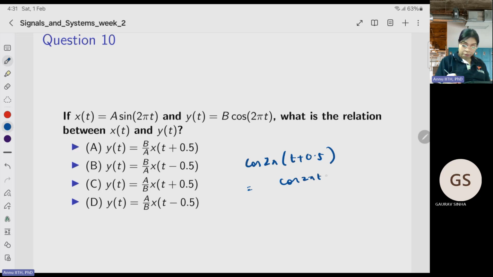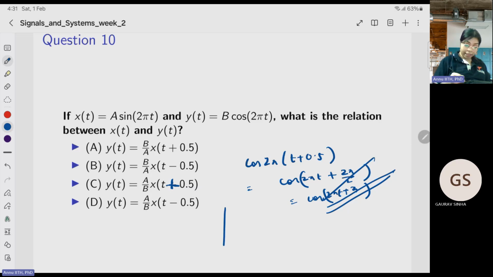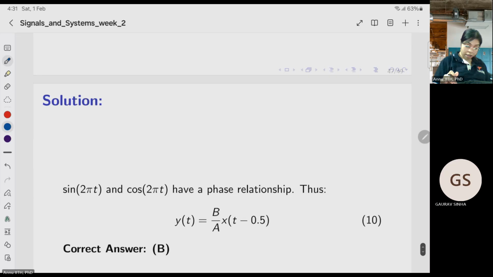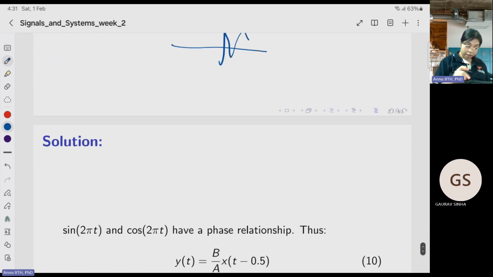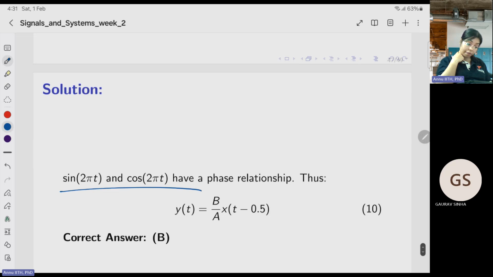The question is again not written properly. Cos pi t, 2 pi by 2, it's cos 2 pi t plus pi. It cannot be the case, right? It should be 0.2 pi or something. So it should be plus only, because we saw y(t) is the advanced version. Okay, phase relationship. This is just that sine pi by 2 and 2 pi t has a phase relationship, b by a, t minus 1.